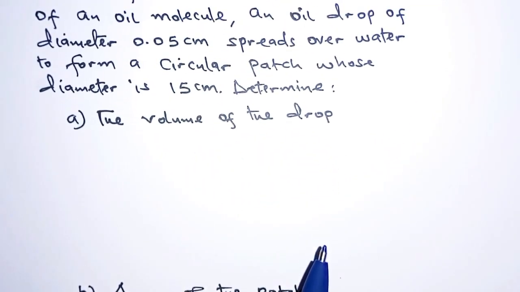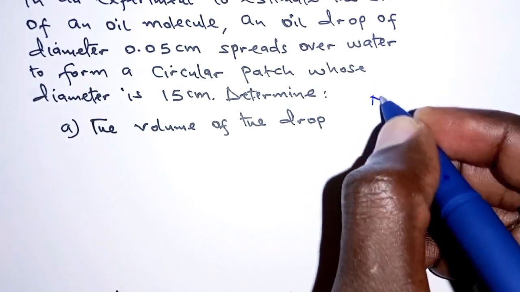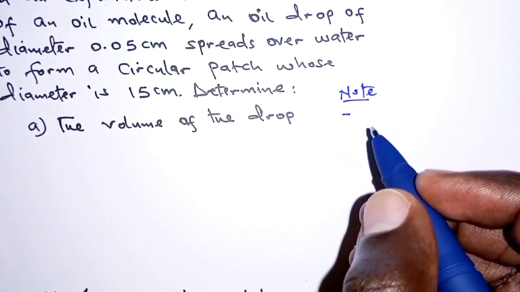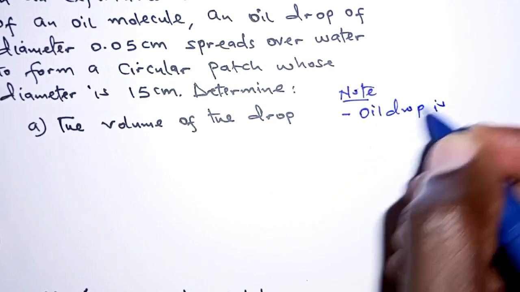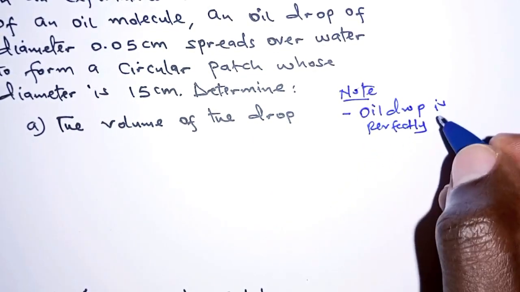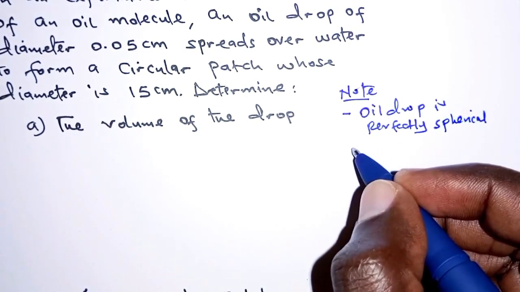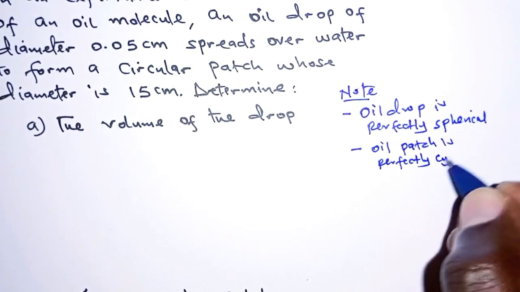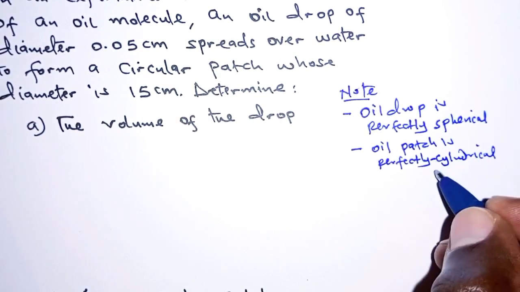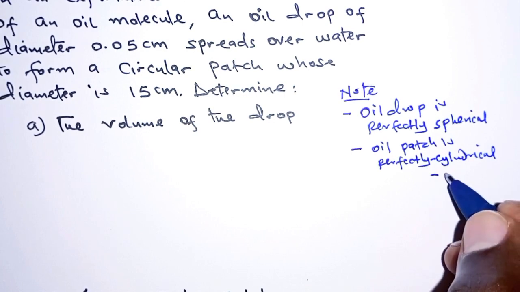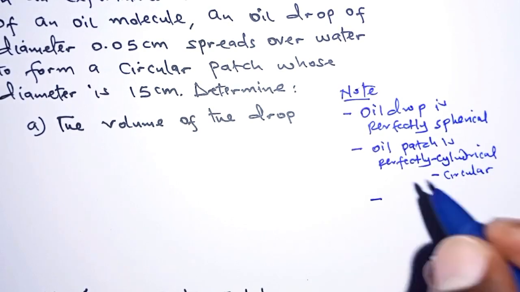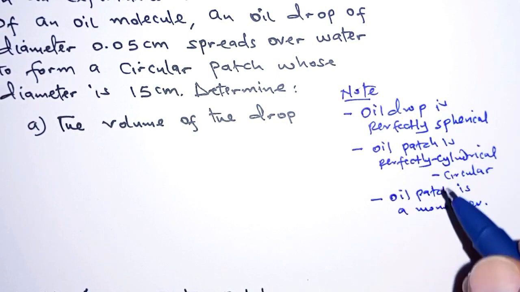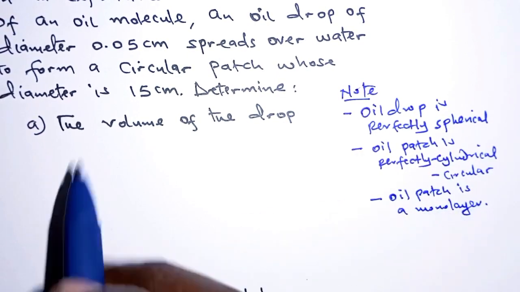So beginning with the first part, we need to take note that in the oil drop experiment, we'll consider the following assumptions. So the first assumption is that the oil drop is perfectly spherical. Secondly, the oil patch is perfectly cylindrical. And apart from being cylindrical, we'll also consider that it is perfectly circular. And we'll also consider that the oil patch is a monolayer. So these will form the basis of our workings. So let's begin with the first part.